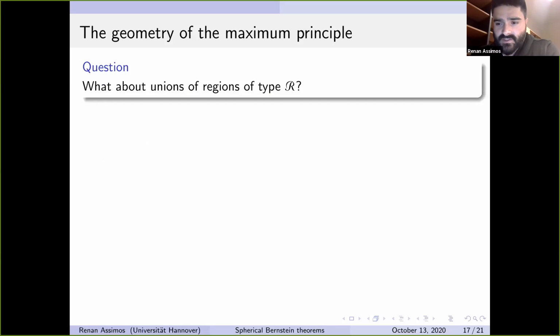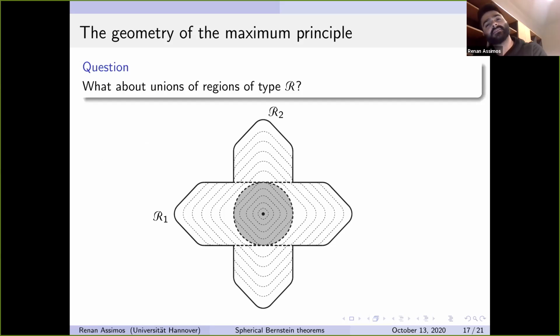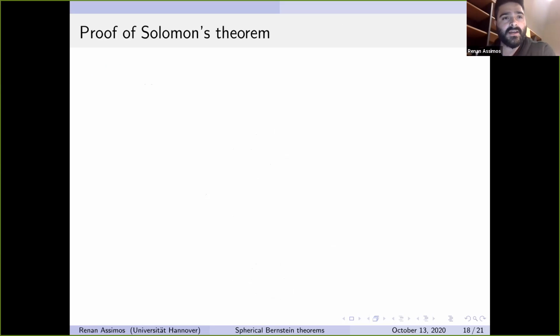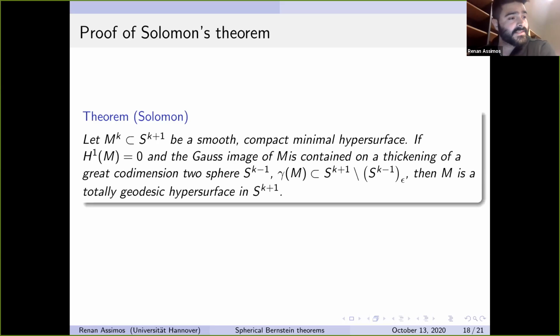And okay, I am gonna skip this slide, but this slide is a little bit about what happens if you take unions of such regions, and then you have to control the foliation in a much more delicate way. It's not always true, and I will skip it because I think I'm running out of time. And I wanted to talk now about Solomon's theorem. So once again, let me restate Solomon's theorem.